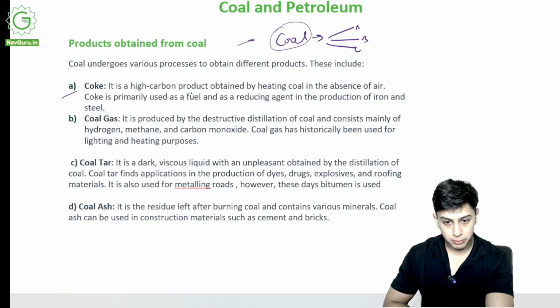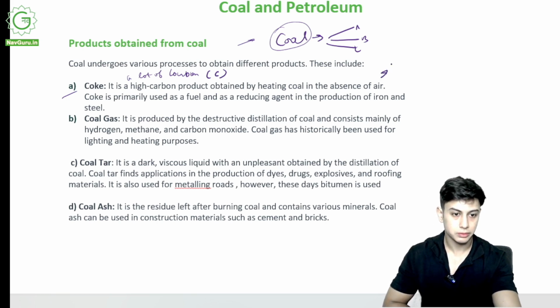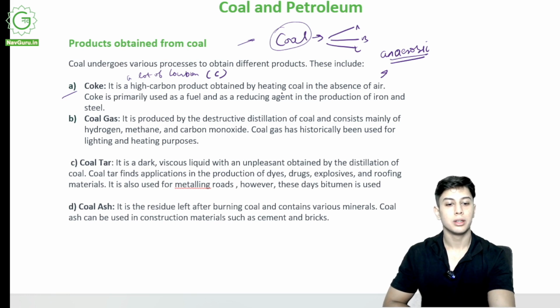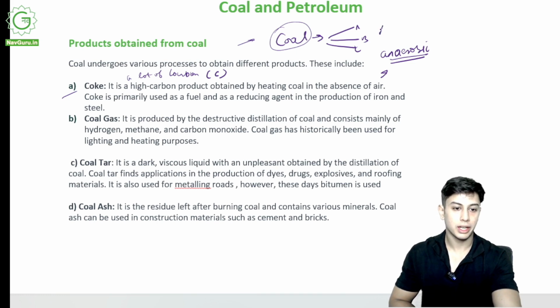It is a high carbon product, means it has a lot of carbon. What do I mean by carbon? C. It is a product obtained by heating coal in absence of air. What is absence of air? Anaerobic. When I heat coal, I provide some good heat to it, but there was no oxygen or air involved. I put it in an environment where there was no air, and I heated it.